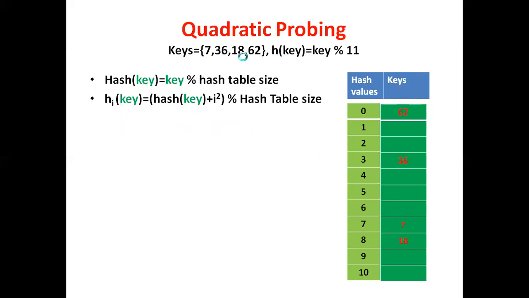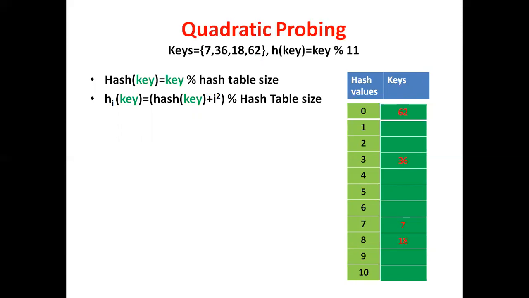Now we want to insert 18 means 18 plus 1 square modulus table size. So 18 plus 1, 19. 19 modulus 11 means our remainder is 8. So check whether the 8th bucket is empty. 18 is inserted here. Now trying to insert 62. 62 modulus 11 means 7 is the answer.